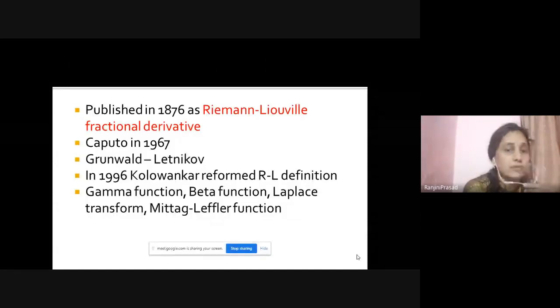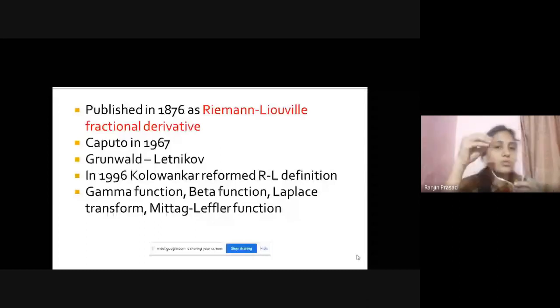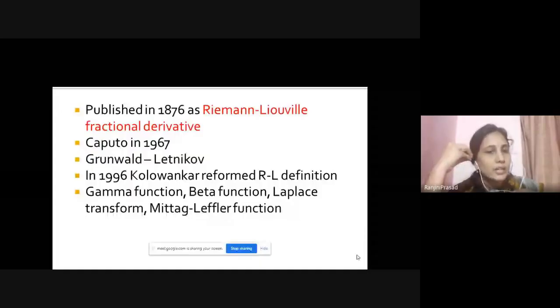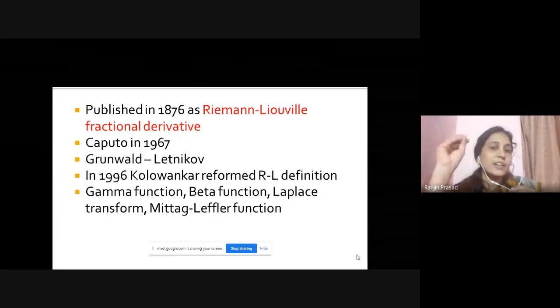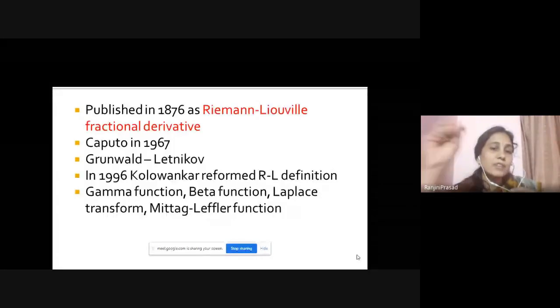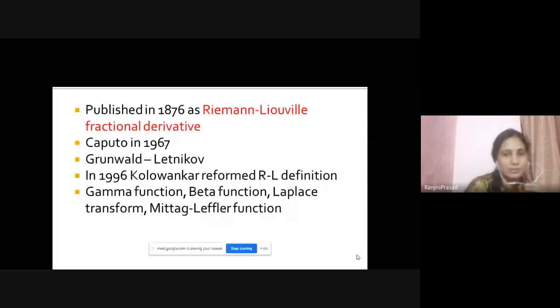But there was a drawback that the Riemann-Liouville fractional derivative can be used only for fractional initial conditions. For an initial value problem, it is used only for fractional initial conditions. It was very difficult to handle problems like initial value and boundary value problems. When we deal with fractional initial conditions, it's very difficult to handle the situation. But also, according to the definition of the Riemann-Liouville fractional derivative, the derivative of a constant is not zero. That is also a drawback. I will show that value.